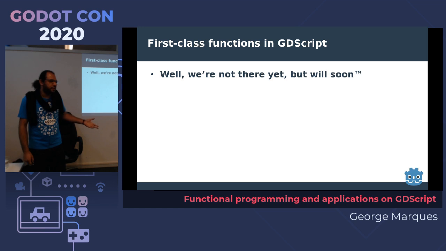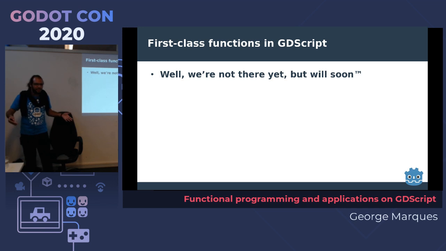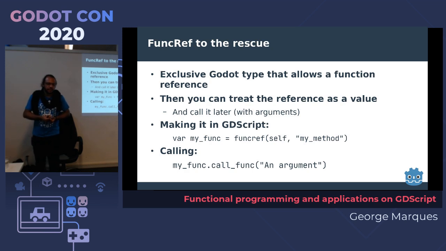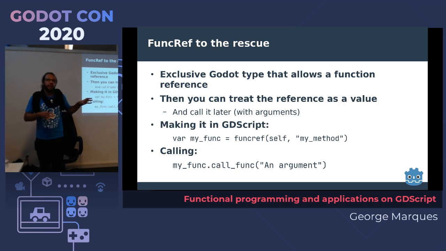So what about that in GDScript? Unfortunately, we don't have that yet, but I'll be working on it. So soon we'll have it. Godot 4 will certainly have first class functions in GDScript. But we can use funcref right now. Funcref is a very Godot-exclusive thing, a type that contains an object and the string that's the name of a function. You can use that to actually call the function and pass arguments to it. So you can do the same thing that you can do with first class functions, essentially, because it's also a value.